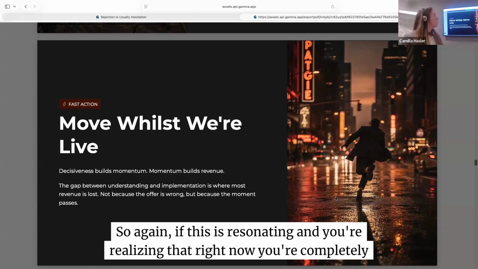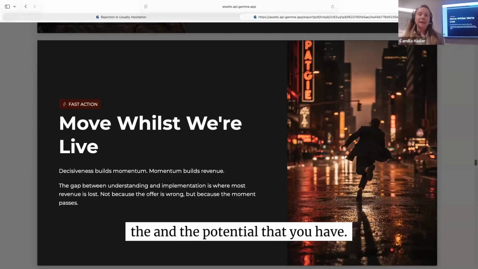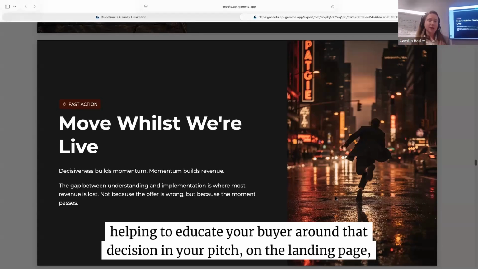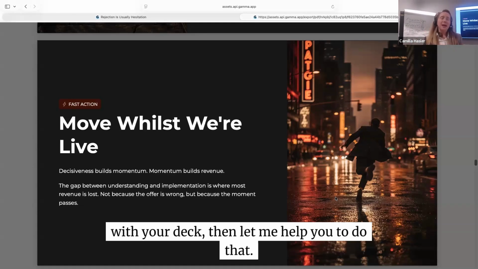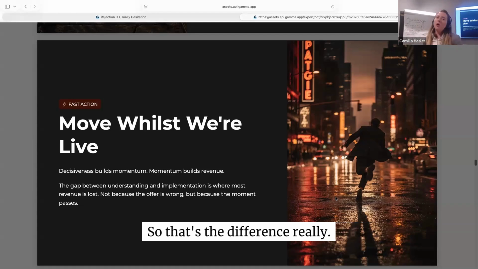So again, if this is resonating and you're realizing that right now you're completely clear on what you want, what your vision is for your business, valuing the potential that you have, and what is coming in the way is the landing page, the decision, and helping to educate your buyer around their decision in your pitch, on the landing page, with your deck, then let me help you to do that. Because it's something I do all the time. So that's the difference, really.